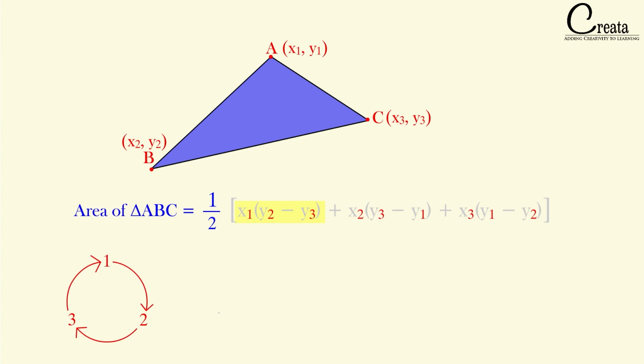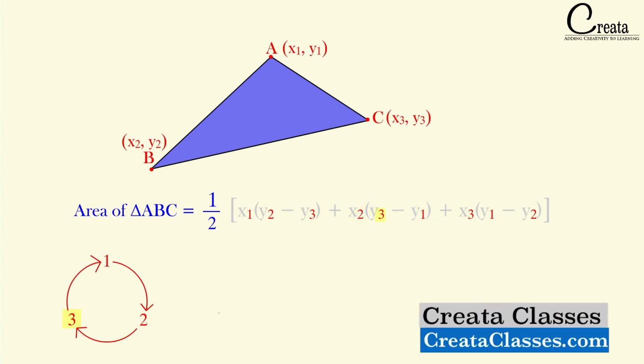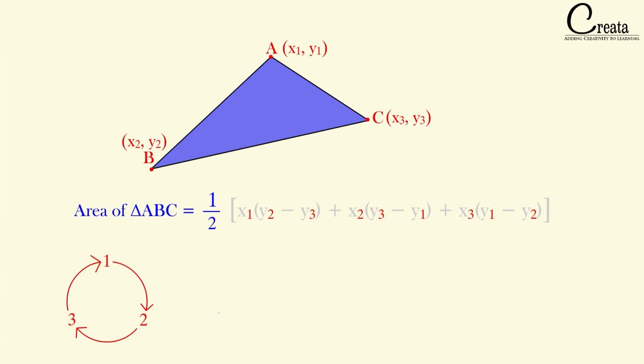You can imagine a circle. 1, 2, 3 will come in the cyclic order. In the second term it is 2, 3, 1, which will again come in the cyclic order. In the last it is 3, 1, 2, which is again in the cyclic order. Just a small remembering technique. If it is helpful to you, you can take it, or you are open to generate your own technique.